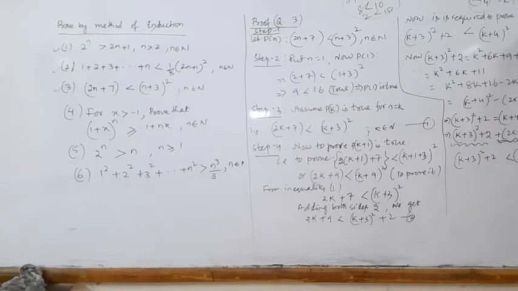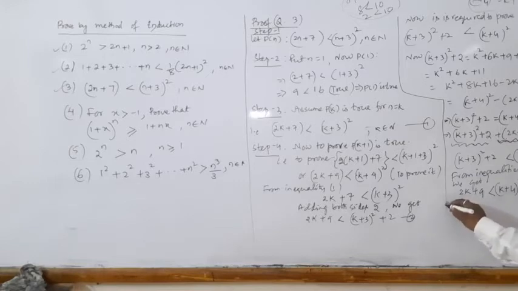The logic is: if A is less than B and B is less than C, that implies we can write A is less than C. So from inequalities 2 and 3, we get 2k plus 9 is less than (k plus 4) whole square, that implies P of k plus 1 is true.